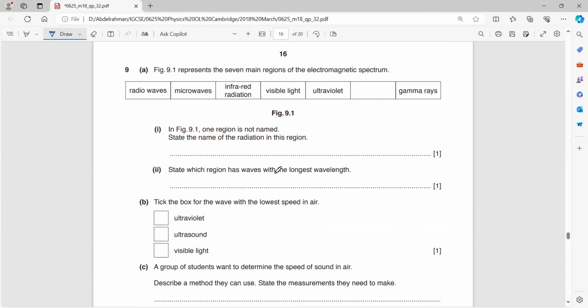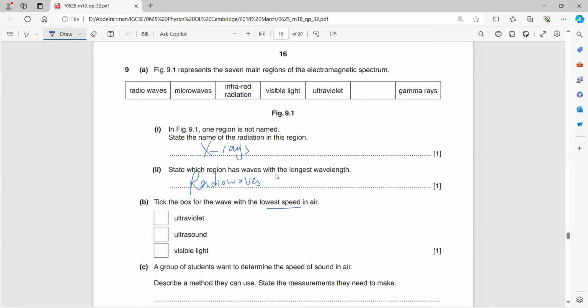Figure 9.1, one region is not named. What is this region? X-rays. State which region has the longest wavelength. Radio waves.